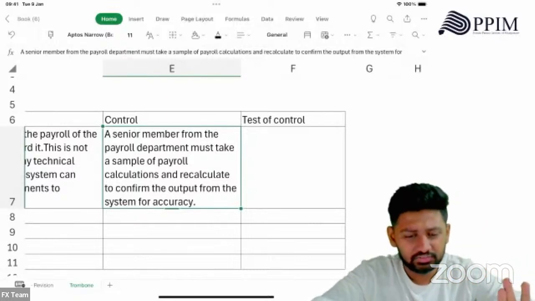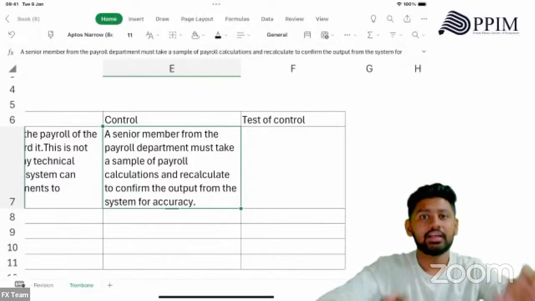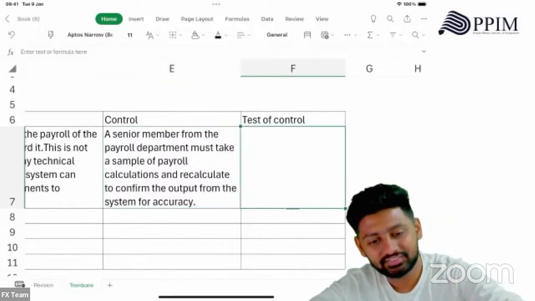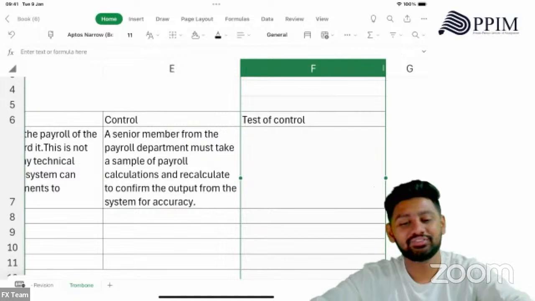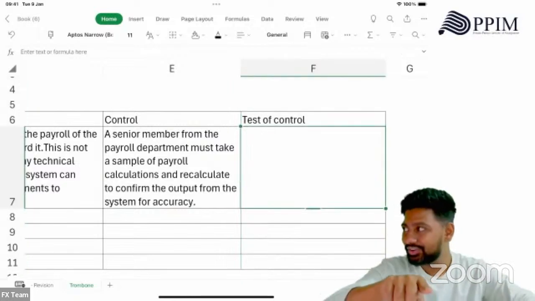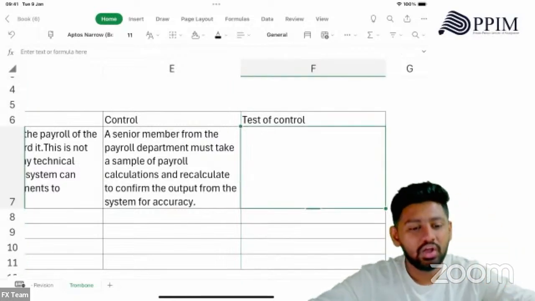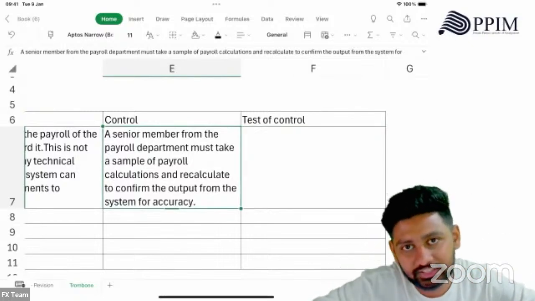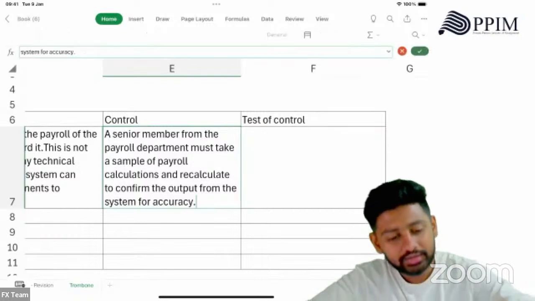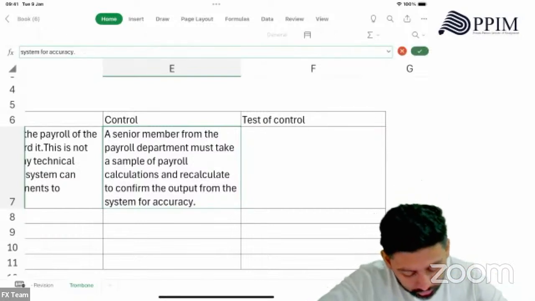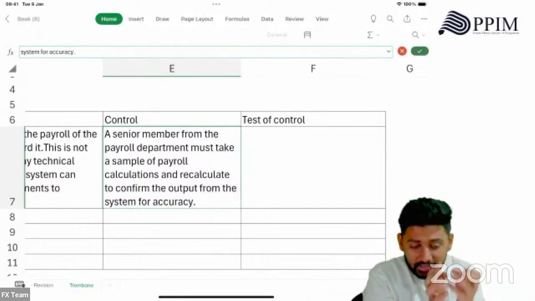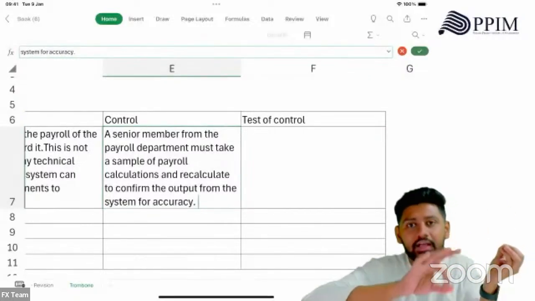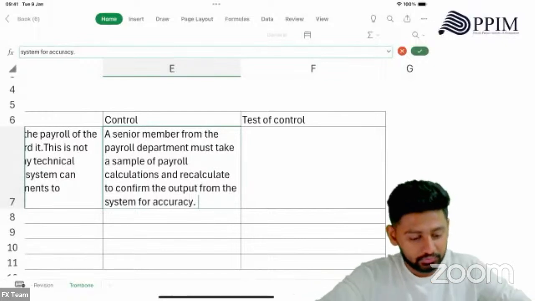I'm impressed. But that answer is not fulfilled if you don't give a test of control. You need to give a test of control. A test of control is something connected to the control. How are you going to test if the senior member undertook this task? You can only test if the senior member undertook this task. This sample of payroll calculations done has to be signed by this member.